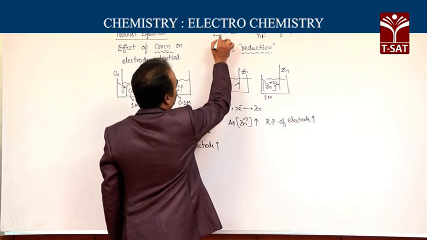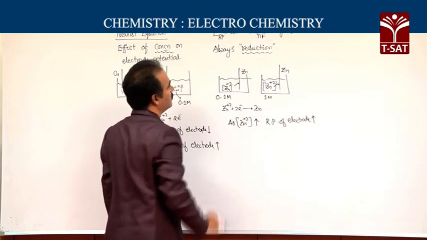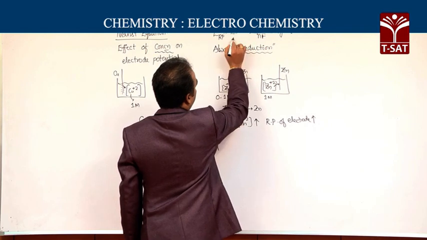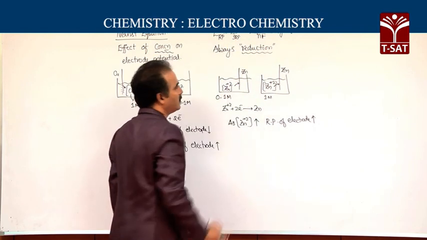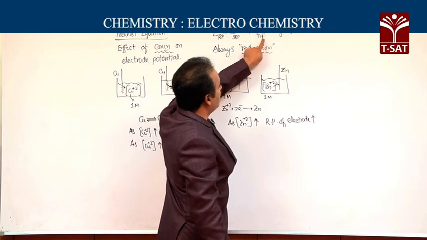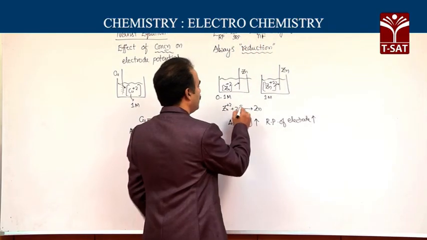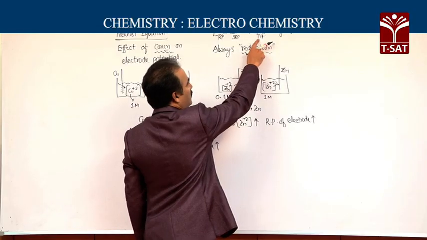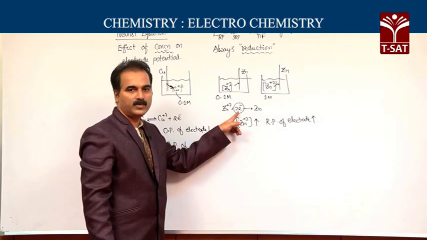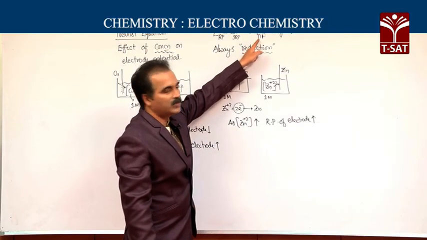So, electrode potential, that is reduction electrode potential, ERP is equal to E naught, E naught meaning standard reduction potential, minus 2.303 RT by nF. n here is the number of electrons involved in the reduction reaction. So, in this reduction reaction we have 2 electrons, so the 2 electrons should be kept here.